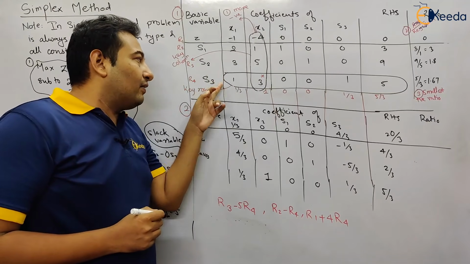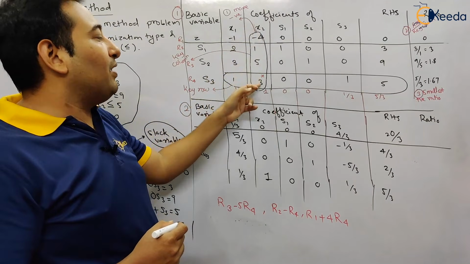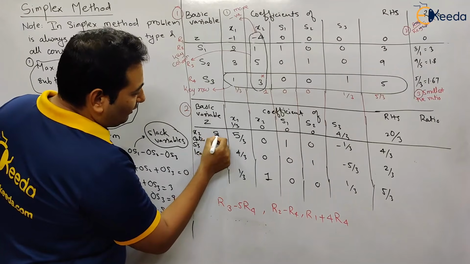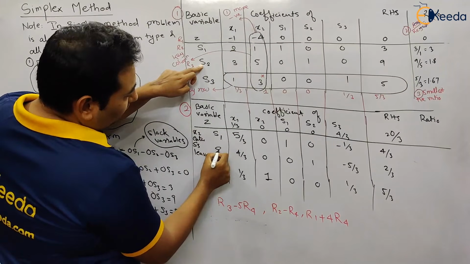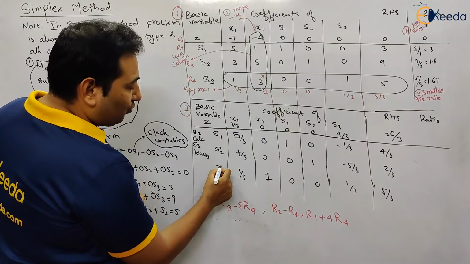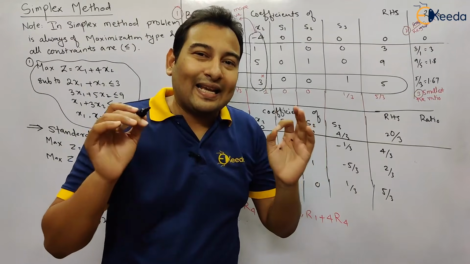Whatever element here, key row, that will leave and the top element will enter. So instead of S3, X2 will enter. We already have S1, so that will remain as it is. S2 will remain as it is. Instead of S3, we are going to write X2. What next? We're going to repeat exactly the same step.